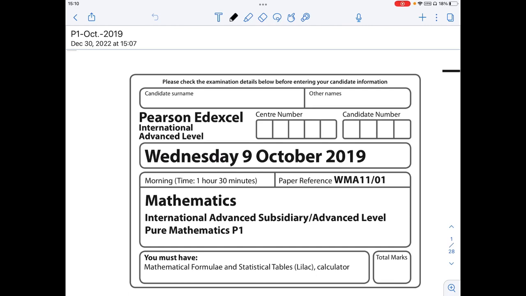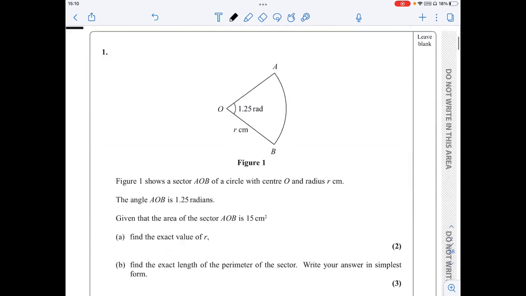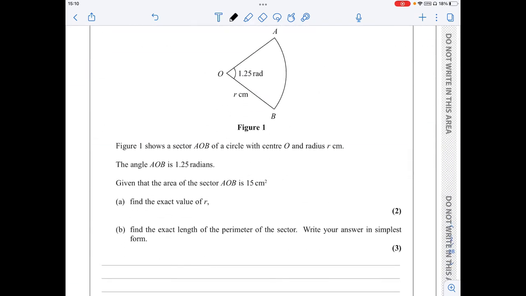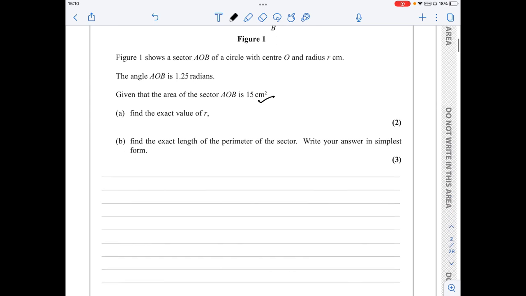So welcome, this is Edexcel IAL, October 2019, Pure Mathematics P1. Figure 1 shows a sector AOB of a circle with center O and radius r. Angle AOB is 1.25 radians. Given that the area of the sector is 15 centimeters squared, find the exact value of r.